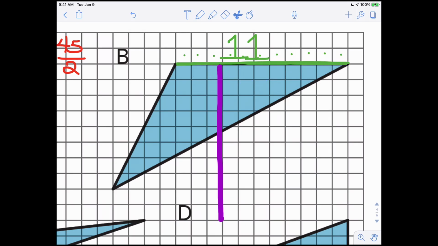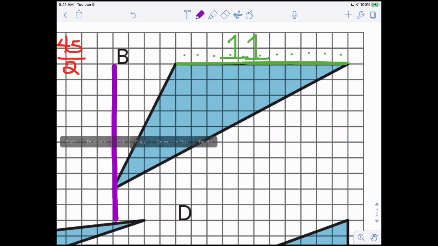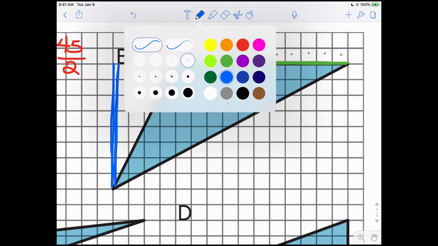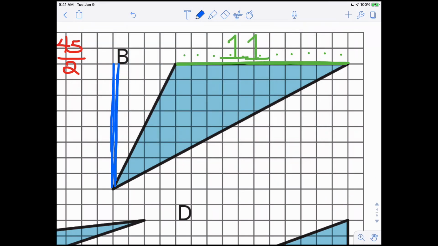So I'm going to drag our height finder across the base until I get to the height, which is, boom, right here. It's actually outside of the triangle. So there's our height of the triangle right here. I can officially get rid of our height finder because it has done its job. Our height of this triangle is 1, 2, 3, 4, 5, 6, 7, 8. So our height is 8.